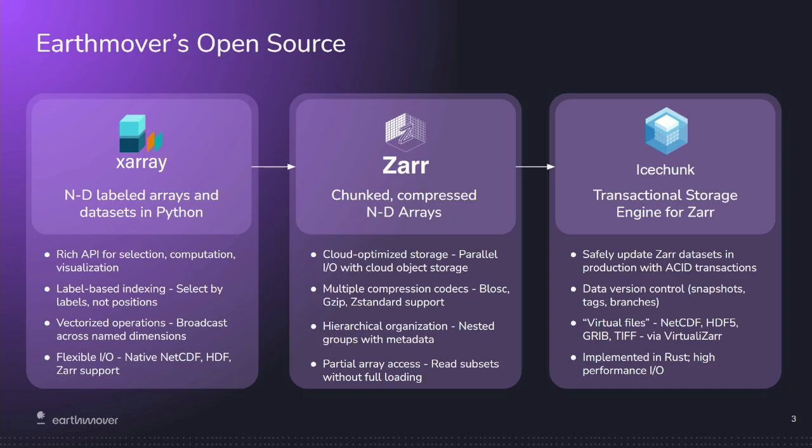So Zarr is a data format for storing large multidimensional arrays. It's cloud optimized. It has a bunch of different compression codecs, and it's very flexible in how you organize the bytes on disk and your hierarchy of data. And it's really built for parallel access, both reading and writing.